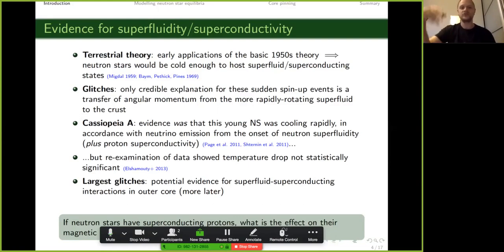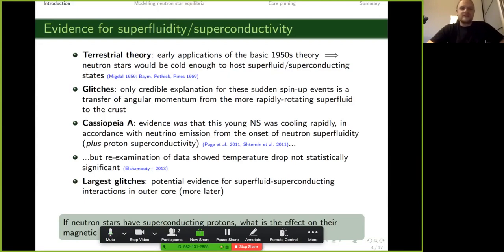And that would have been in accordance with the splash of neutrino emission from the onset of neutron superfluidity. When you form Cooper pairs, you get some splash of neutrino emission. And that model requires, though, that your protons were already in a superconducting state to explain the data. So a couple of papers came out in 2011 on that.